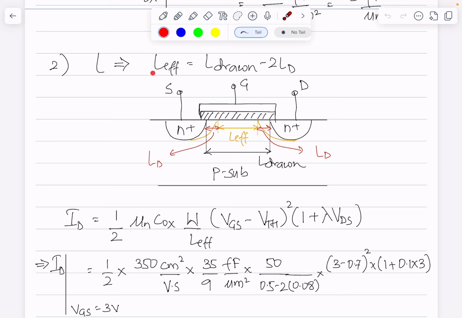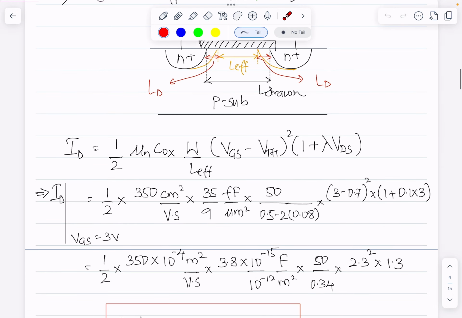So again, we have ID equals half mu n Cox W over L effective, times VGS minus VTH the whole square, times 1 plus lambda VDS. Now, it's confusing at times, but you need to be very careful with the units. Alright, so I'll walk through this equation step by step and how I calculate the ID.